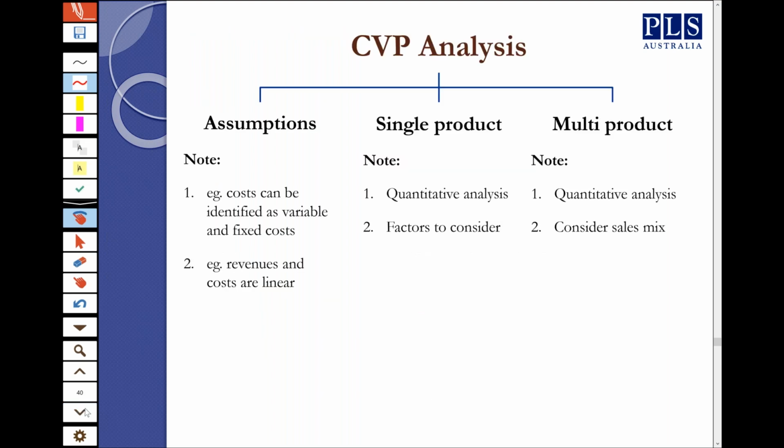The other area you've got is your cost volume profit analysis. Make sure you understand that as you engage with the institute material, they go through a whole series of assumptions. So costs can be identified as variable and fixed, revenue and costs are linear, so on and so forth. I would argue through here that you could see a single product or a multi-product. Both are likely to have quantitative analysis. With the single product, I might just understand the factors to consider. For the multi-product, I'd have to understand the logic of my sales mix.